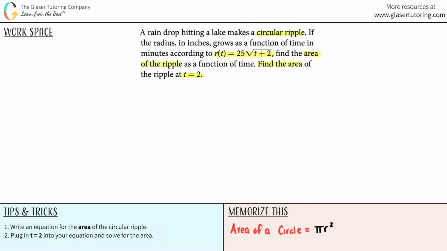So that's basically the first thing that I'm going to write out, all right? So we're going to say area equals pi r squared. We need to find the area. Okay, well, here's the general formula. But we need to find the area of the ripple as a function of time. Now, they gave us this nice equation here, r of t, and I'll put it over here, r of t equals 25 the square root of t plus 2.